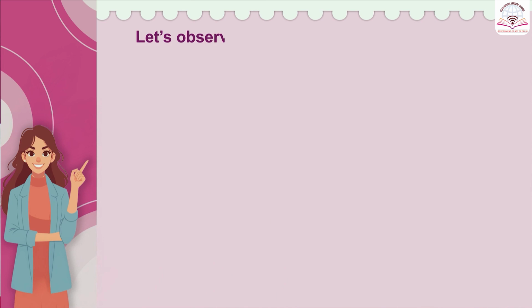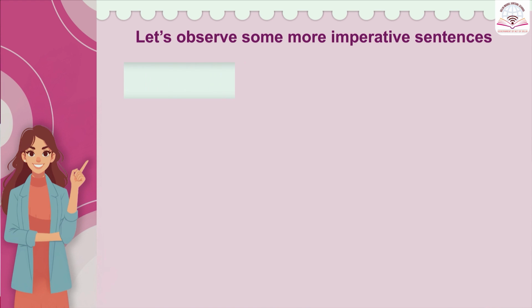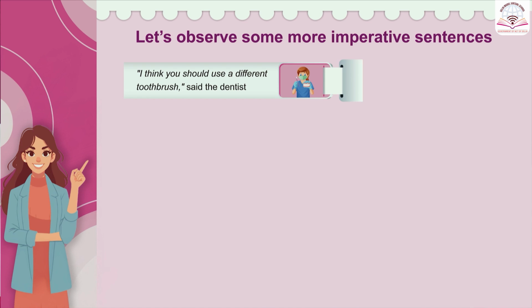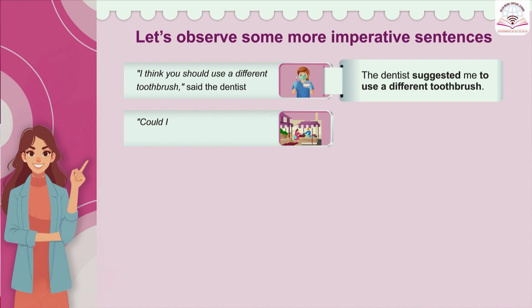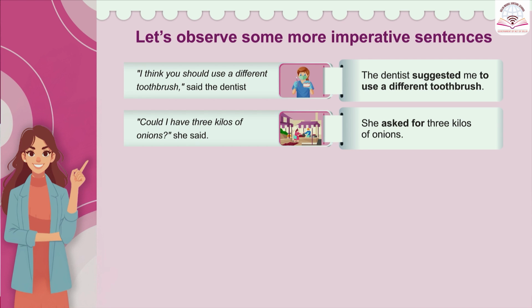Students, let us observe some more imperative sentences and try to convert them from direct speech to indirect speech or reported speech. So the first sentence is, I think you should use a different toothbrush, said the dentist. This is a suggestion, so we'll write, the dentist suggested that I use a different toothbrush. Could I have 3 kilos of onions? She said. She asked for 3 kilos of onions.